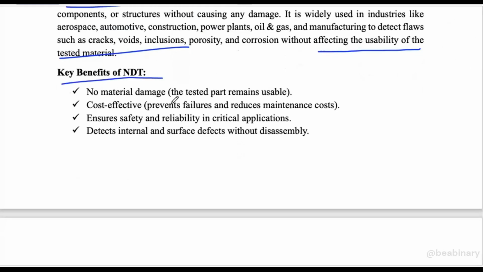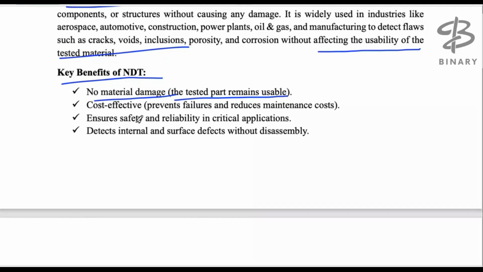What are the key benefits of the NDT? No material damage means the tested part remains usable, so that we don't have to waste our money. Okay, someday what happens if you have the material and you have a component, if you design any usable product, and if you have a testing like destructive testing, then you are basically having a money associated with that. It means you are just destroying one component or one product, okay, which is obvious. It's a kind of loss.